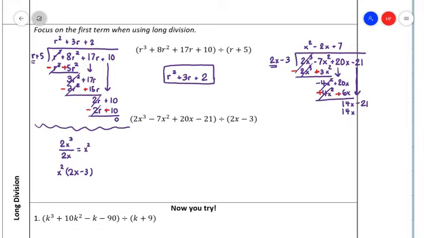And then 7 times negative 3 is negative 21. Change both of those signs there. 14x, 14x, those cancel. Negative 21 plus 21, those cancel. So we do not have a remainder. And so our answer is x squared minus 2x plus 7.